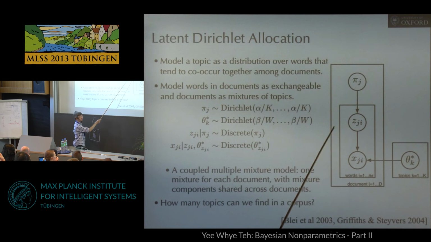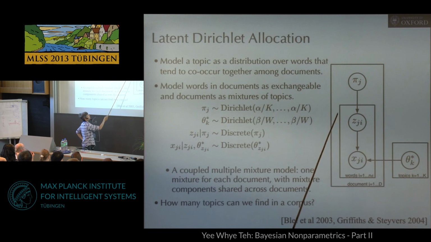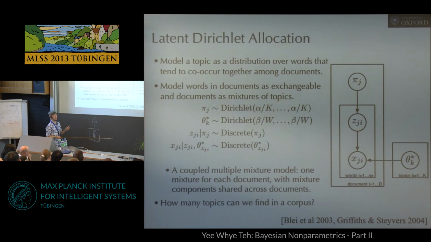I'm first going to pick a topic that it could belong to from some distribution pi j, which basically describes the collection of topics that occurs in that document. Okay, so we're going to first pick a topic from that pi j, and then given a topic, we can now generate a word from a topic-specific distribution over words. So that's that part of the generative model.